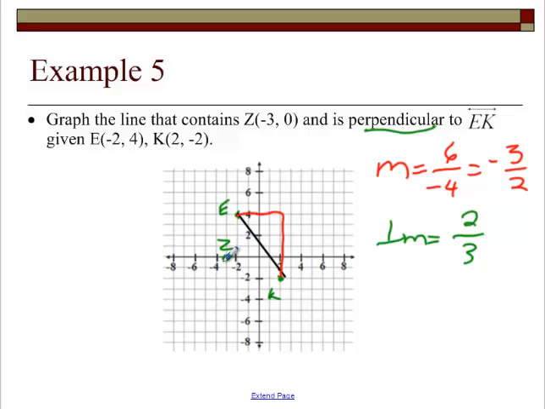So when I go to plot that, I want to start at Z and go up 2 to the right 1, 2, 3. Up 2 to the right 1, 2, 3. Up 2 again to the right 1, 2, 3. Then I'm going to draw a straight line. Let's get some arrows on the ends. Okay.